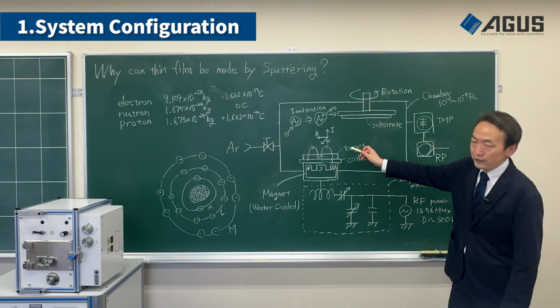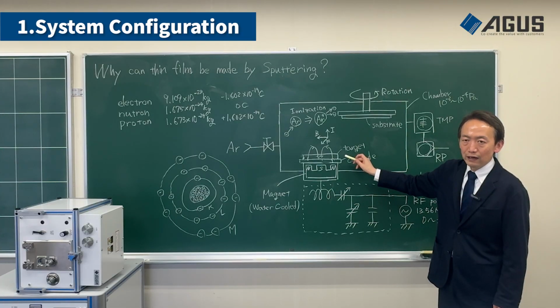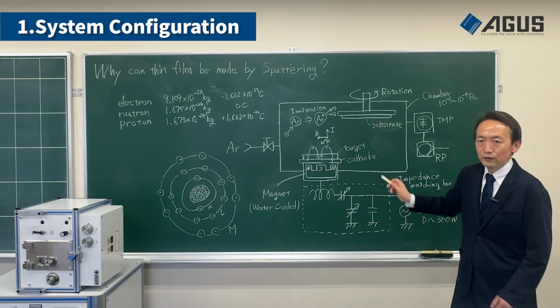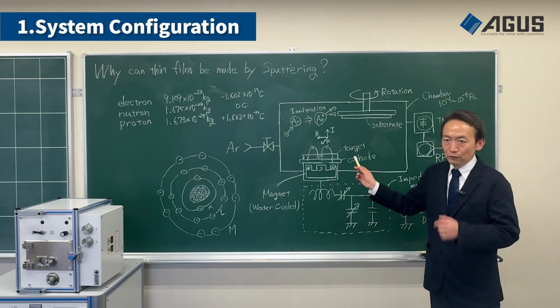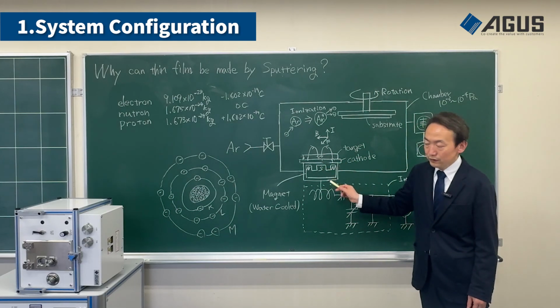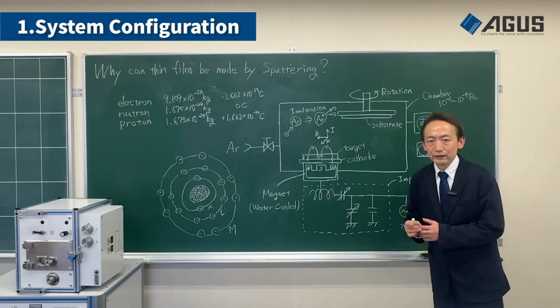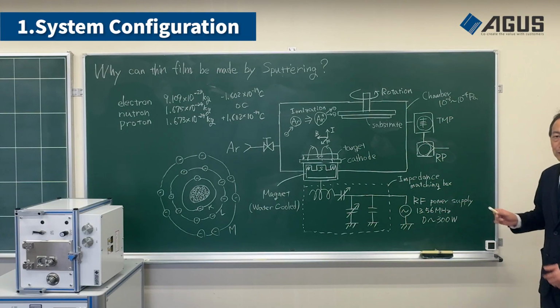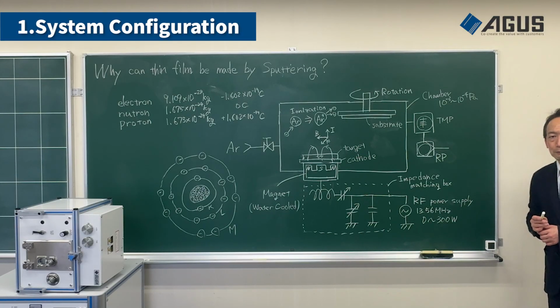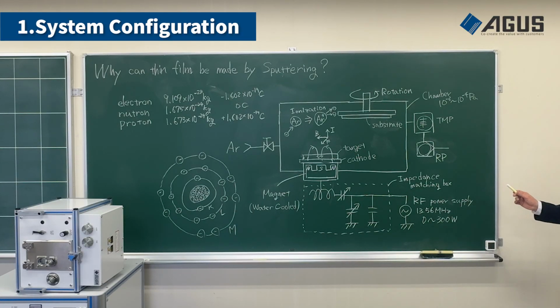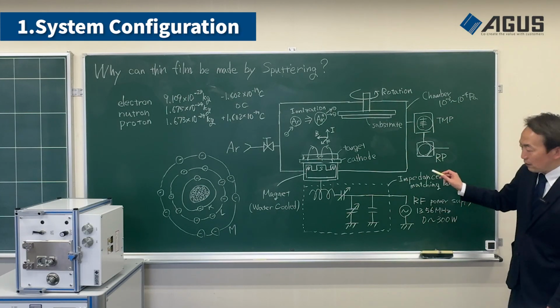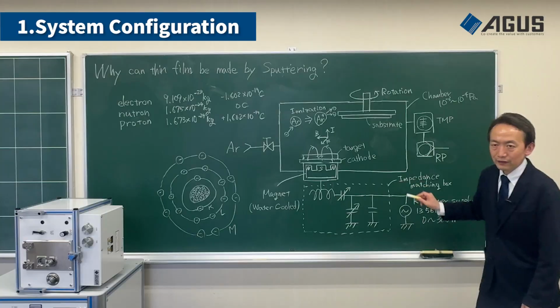The target material is placed on an electrode called the cathode, which contains a water-cooled magnet inside. An RF power supply provides up to 300 watts of 13.56 MHz power, and a matching box performs impedance matching to supply power efficiently.